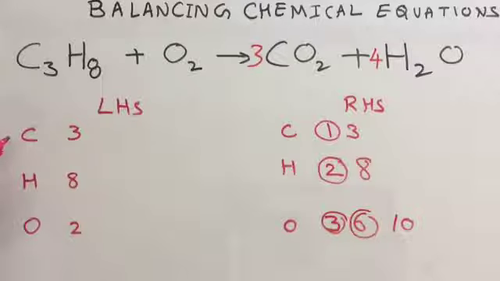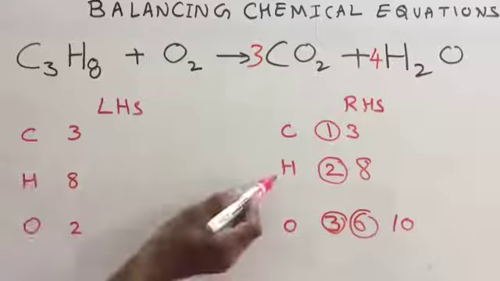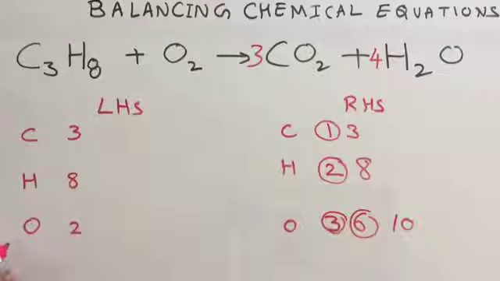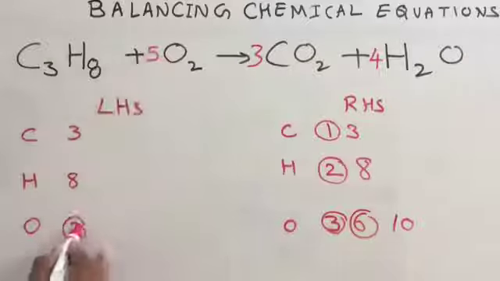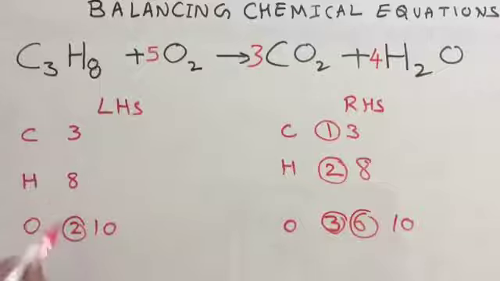Now compare. Carbon, you have 3 on LHS, 3 on RHS, balanced. Hydrogen, you have 8 on LHS, 8 on RHS, balanced. But oxygen, you have 2 on LHS, 10 on RHS. So simply multiply with 5, 5 2s are 10. Thus you check here 3, 8, 10, 3, 8, 10. So your equation is balanced.